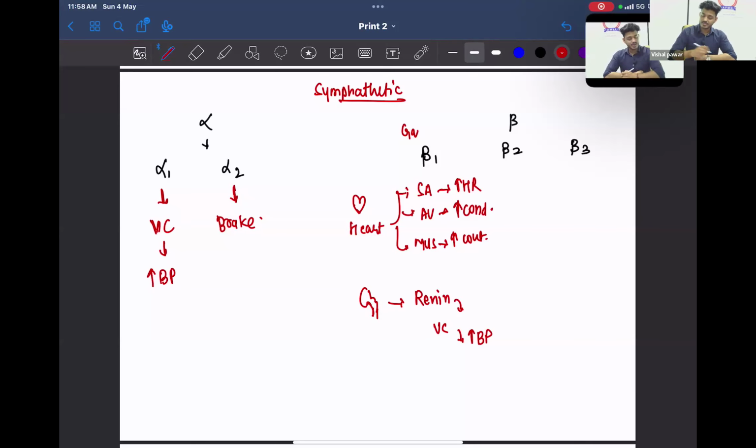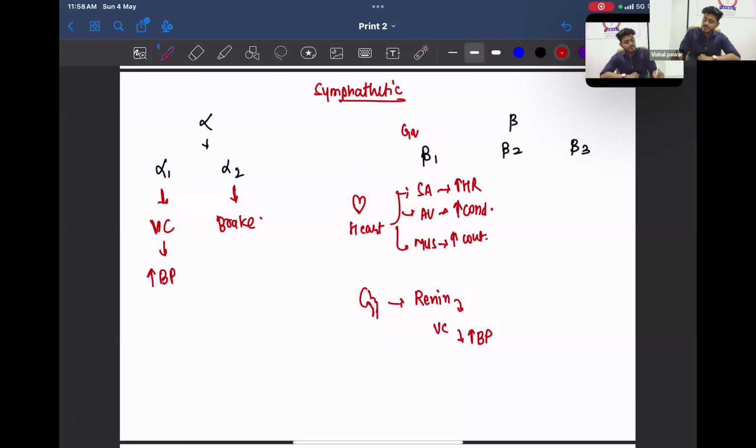Okay. So tell me, what are the beta 1 receptor are present at how many places? Beta, remember, beta will be 2, right? A and B. B will be 2. So what are the 2 places? One is going to be heart. Second one is going to be kidney. In heart, how many things we are having? SA node, AV node, muscles. In kidney, we are having what? Renin. Renin will lead to increase in BP.